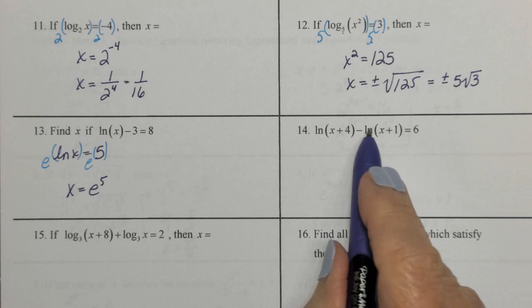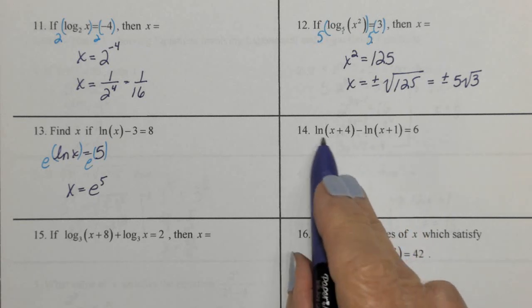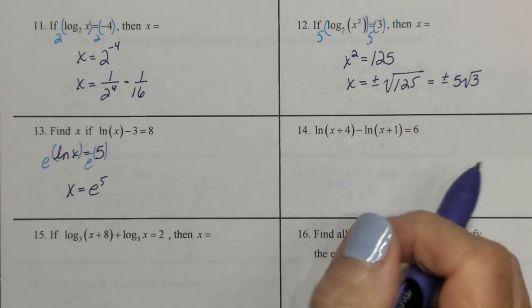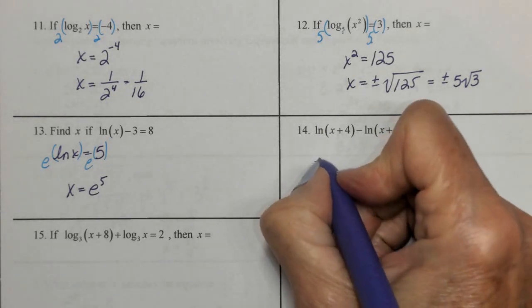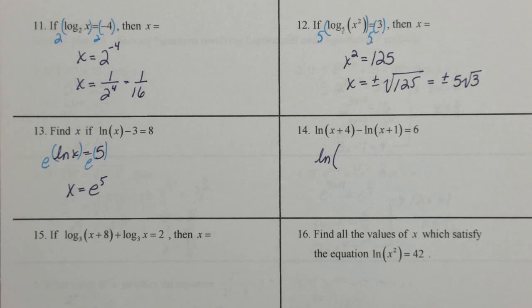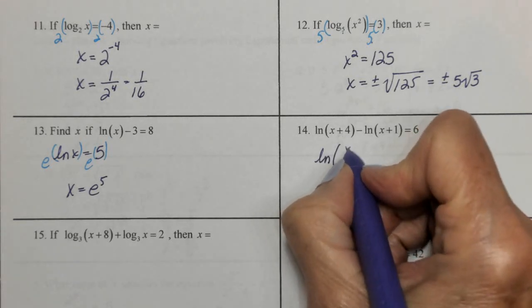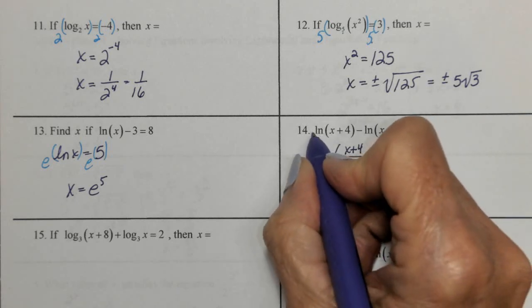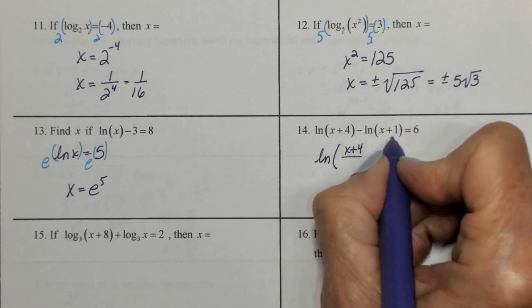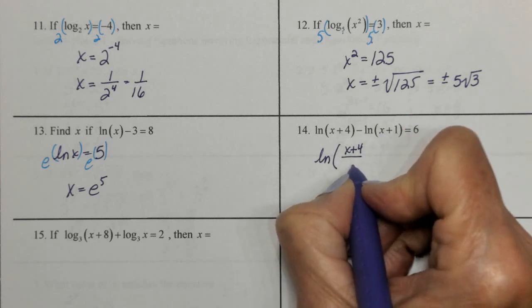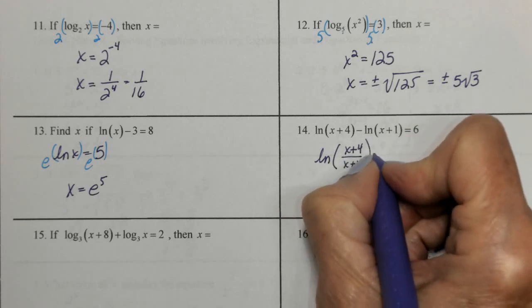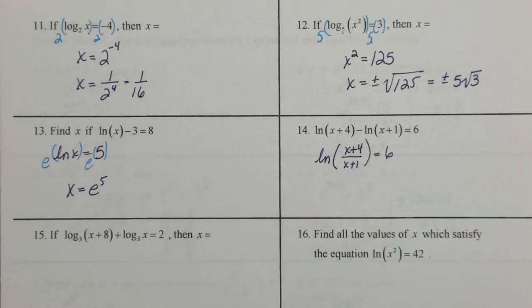Okay, let's take a look at this one. Here I don't have a single log, so my first step is going to be to condense these, make these one single log. So I'll have ln of 1 log, 1 argument. I'm going to have x plus 4 in the numerator of my argument because it went with a positive log. The x minus 1 is going to be in the denominator of my argument because it was with a negative log. And that is equal to 6.